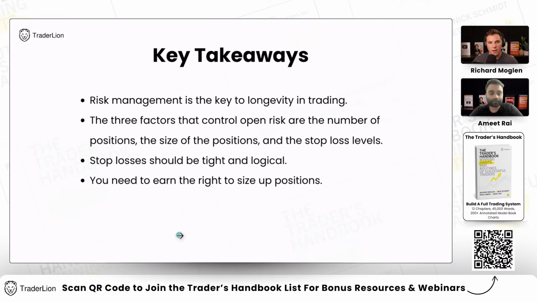Key takeaways today: risk management is the key to longevity in trading. The three factors that you can use to control open risk are the number of positions you have, the size of those positions, and the stop loss levels you set. Stop losses should be tight and logical based on your style. And with position sizing, you need to earn the right to size up positions. You have to experience multiple market cycles, go through that process, learn to manage risk, learn what a proper entry looks like before you can size up and try to perform. Before that, it's all about building technique, building process, building a system, and learning to manage risk. So those are some key takeaways.